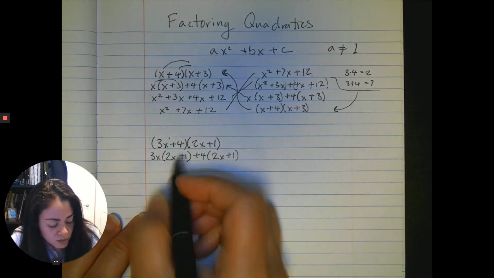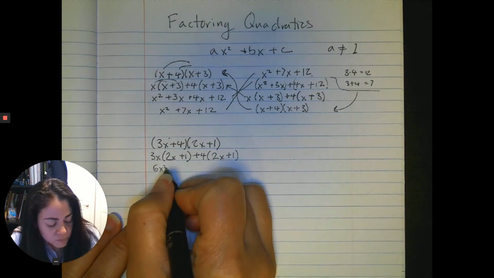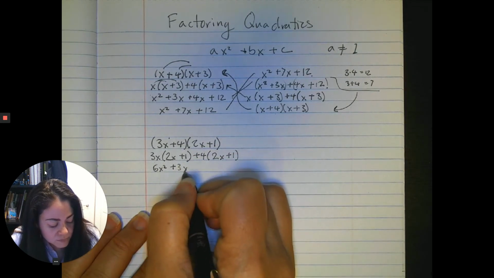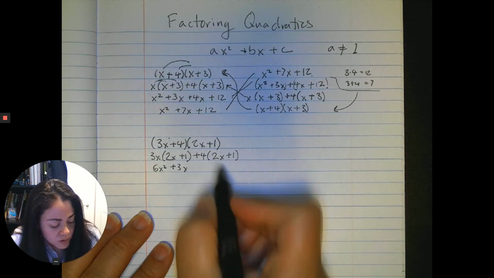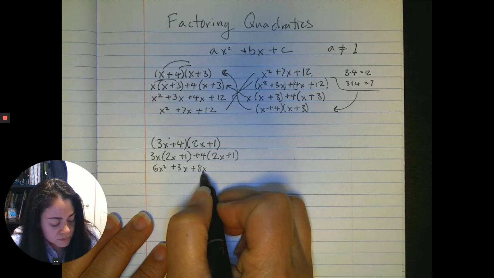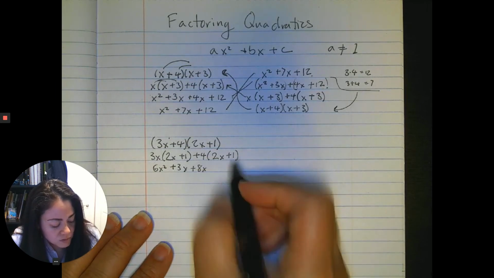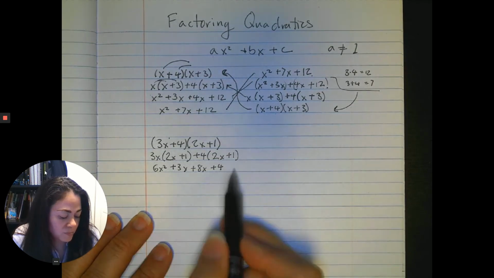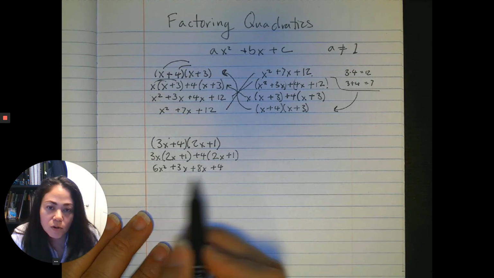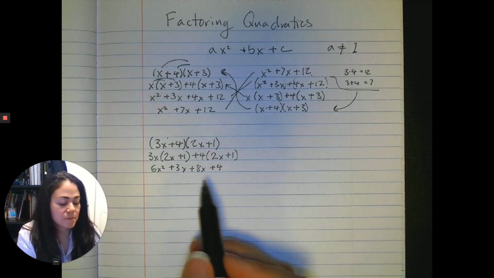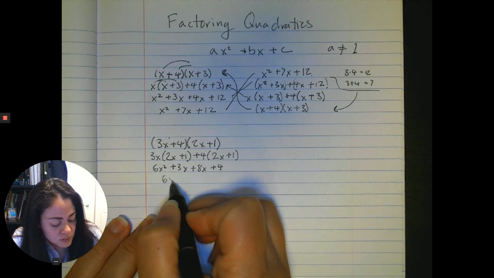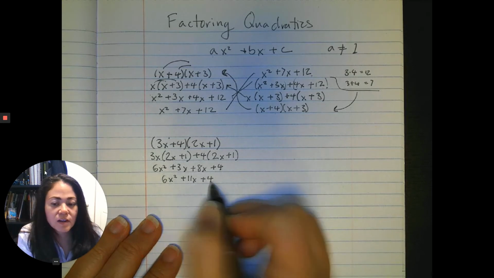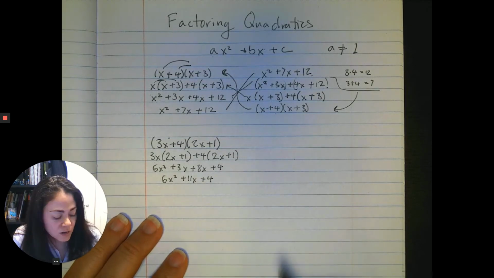3x times 2x becomes 6x squared. 3x times 1 is just 3x. Now we have positive 4 times positive 2x, so it becomes positive 8x. And then positive 4 times positive 1 is positive 4. So now here I have my x squared term, I have my constant, and I have two different terms that just have the variable x. And then I'm going to combine those together. 6x squared plus 11x plus 4. Okay, now let's see if we can think through the factoring of this resulting quadratic.